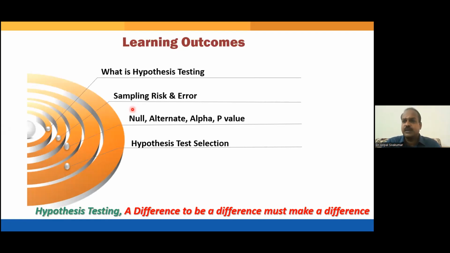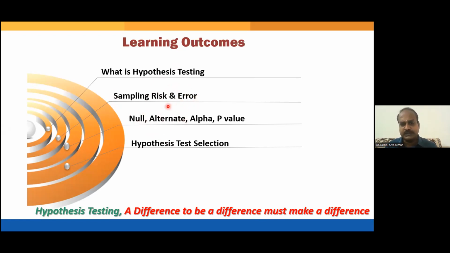A decision-making procedure. And whenever you do hypothesis testing, you have to do a sample study, you have to do some experimentation. And whenever we do experimentation, there will always be some risk and some error involved, right? And what are these risks and errors called? We are going to understand.